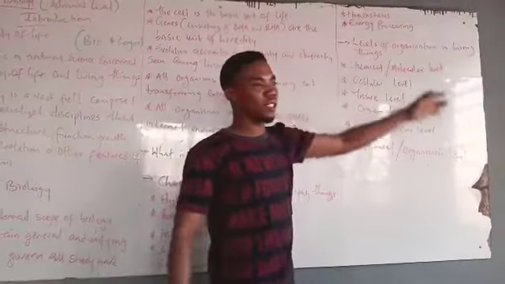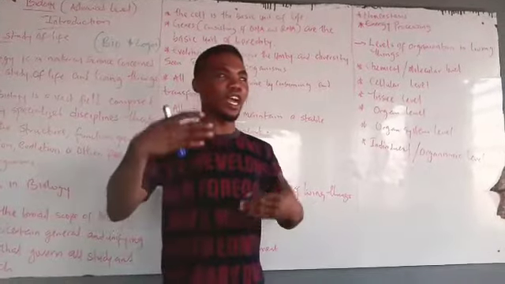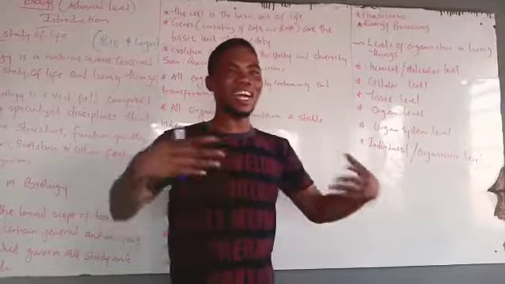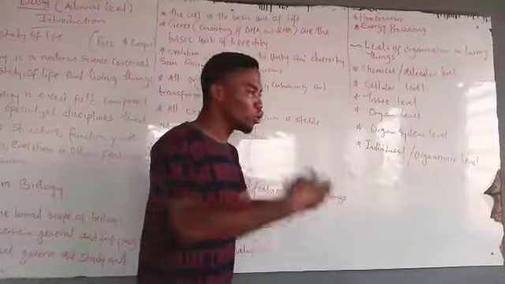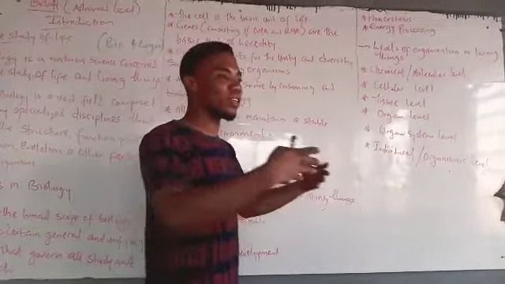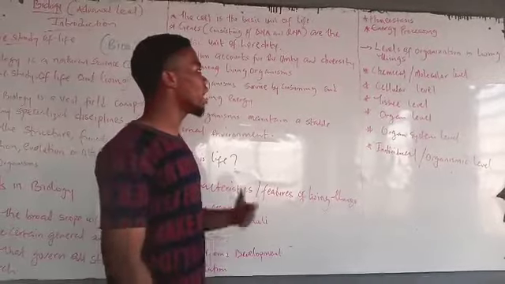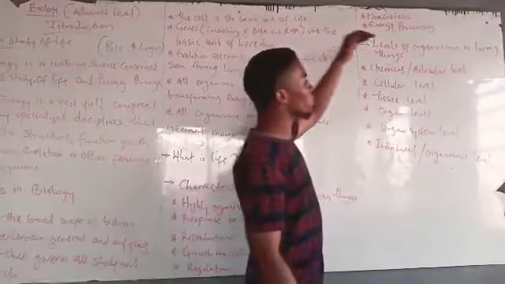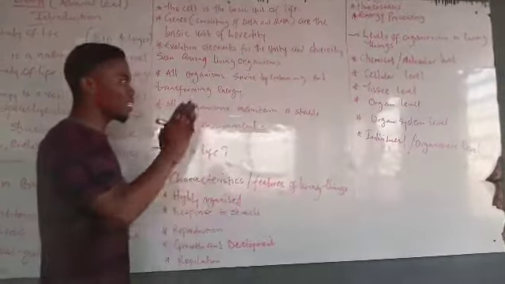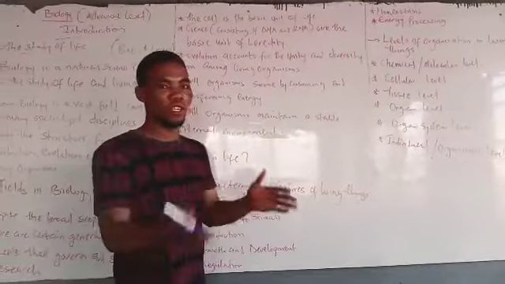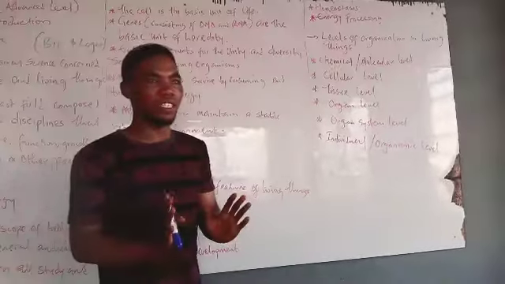Then energy processing, that is, consuming energy and then making use of the energy to perform daily activities. So a living thing must be able to generate energy for its body so that it can perform its daily activities. Now, then we have levels of organization, just like we have a characteristic here that says highly organized, that is, there is organization in the body of every living thing. So we have the levels of organization that we can have in every living thing.